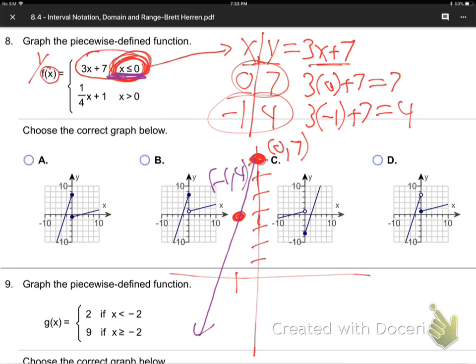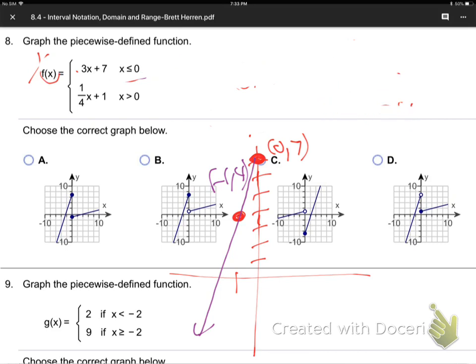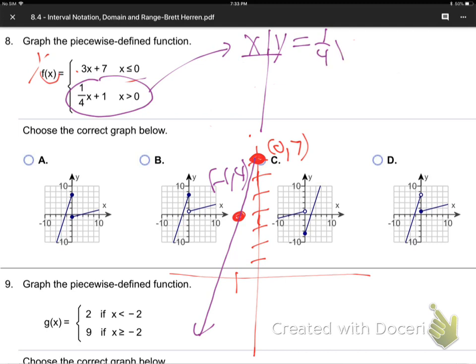So now, let's do the right piece. If it's okay with you, I'll just erase this up here and do the other one now and add to the graph. So, come on up here and I'll say, okay, now I'm going to do this. And what does that tell me to do? Make an XY table again. And it's telling me y is 1/4 x plus 1.